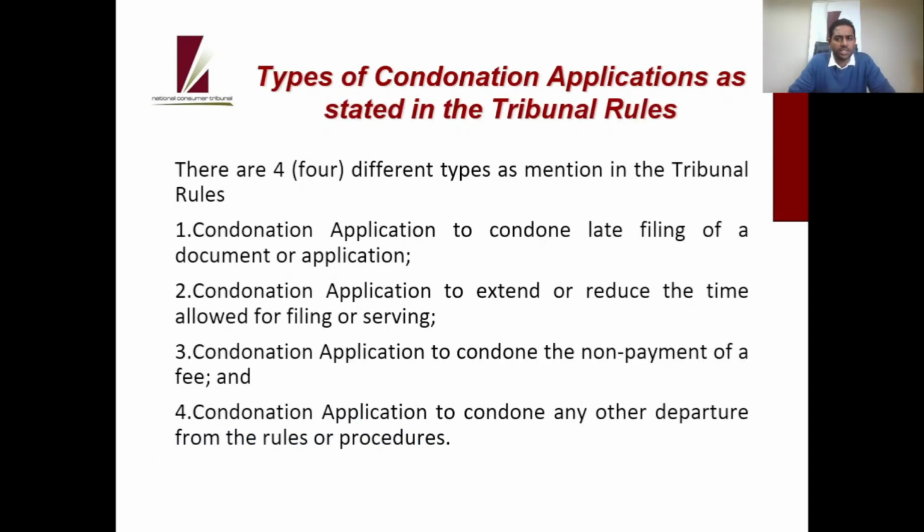Interestingly though, condonation applications are not found in the Consumer Protection Act. It's actually found in the rules of the tribunal, and it's important that it's found there because the rules of the tribunal is the vehicle to access the tribunal. So because it's a procedural issue, condonation applications can be found in the tribunal rules. We find it under Rule 34. Rule 34 provides 4 different types of condonation applications that can be filed.